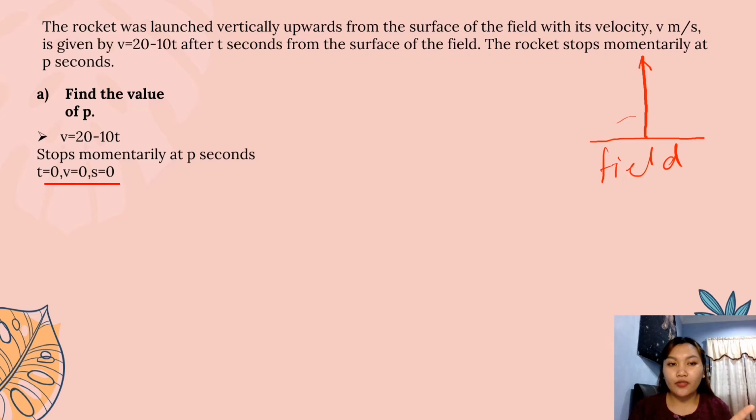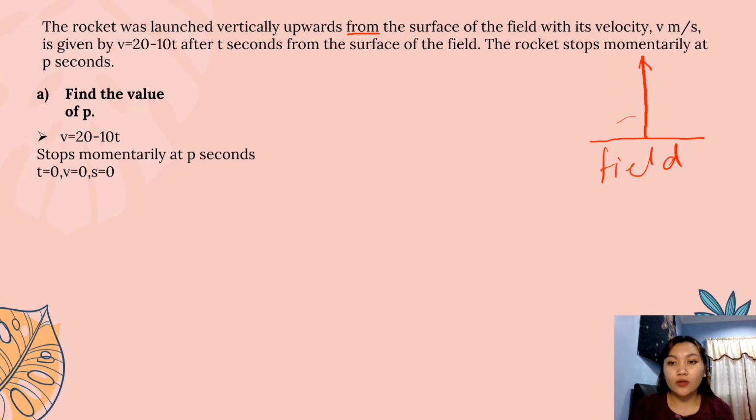And how about this one? Where do I get this information? Let us read back the question. The rocket was launched vertically upwards from this word, from. Let me highlight this word, from. The surface of field.